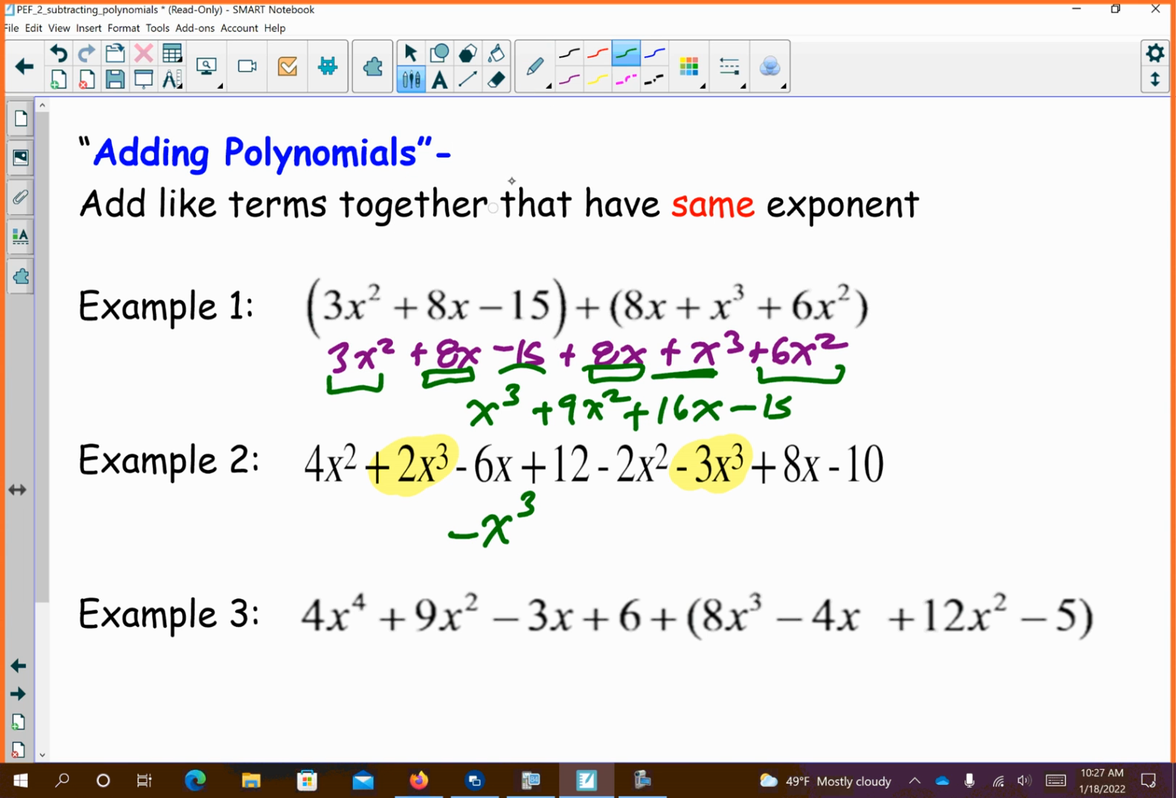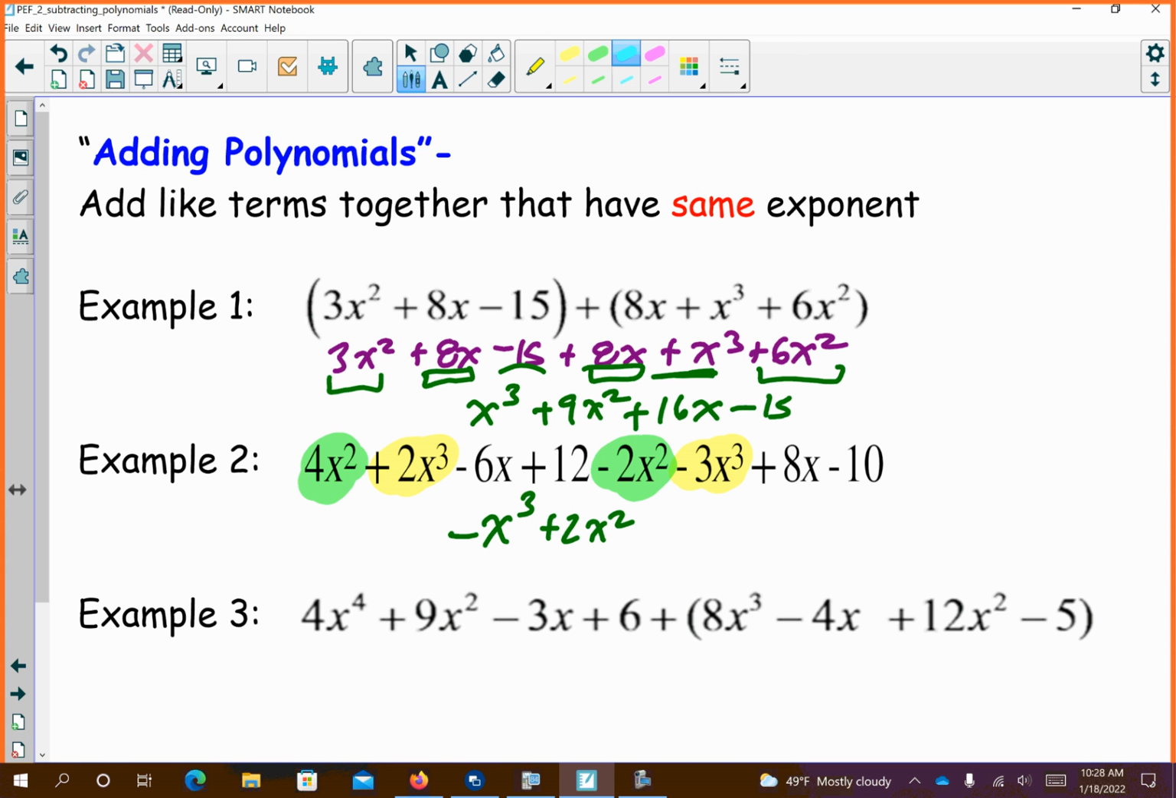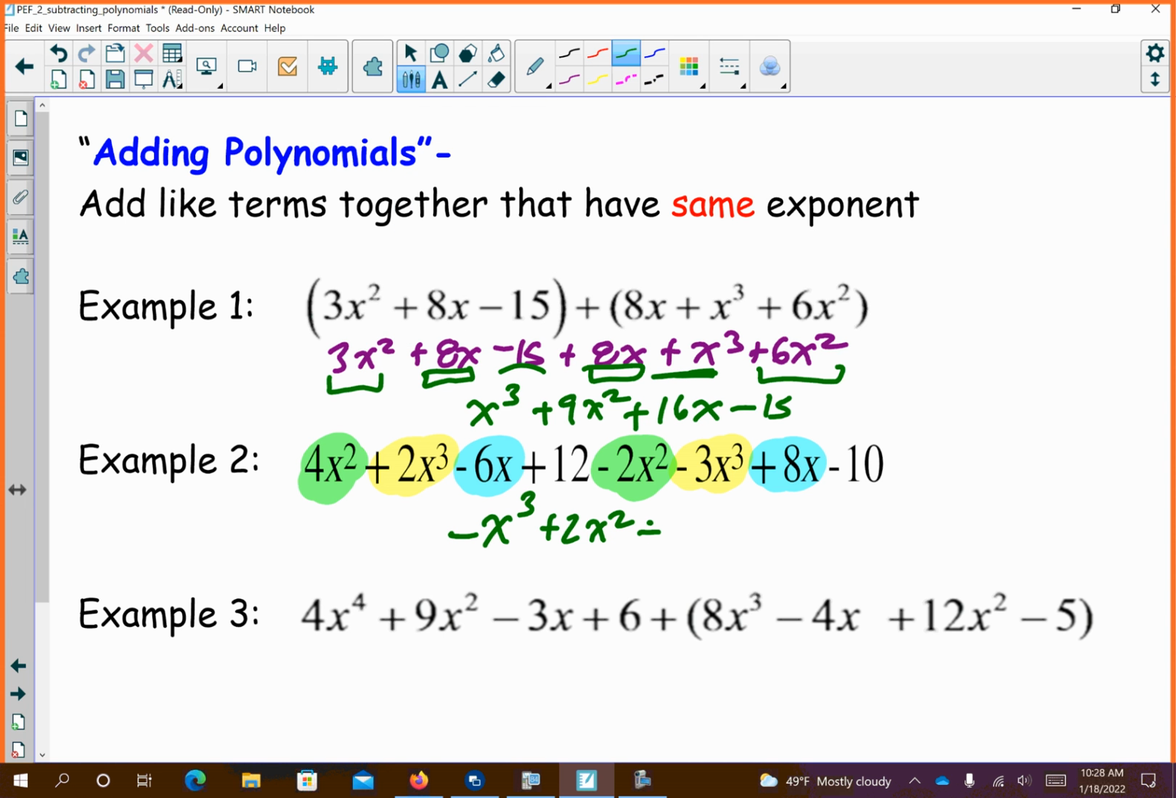Okay. And then I'm going to go through and highlight. Let's see. X squared is my next one. And notice I'm highlighting the sign as well. So 4x squared minus 2x squared is plus 2x squared. Then I have negative 6x and positive 8x. Negative 6 plus 8 is positive 2x. And then let's take together the last ones, 2 plus 2. Done.